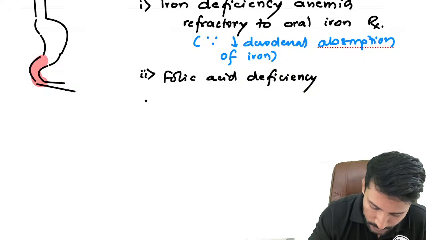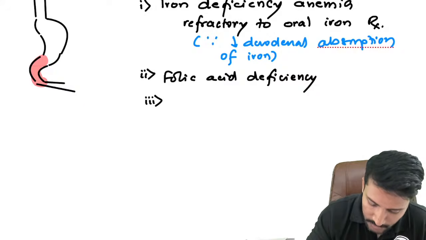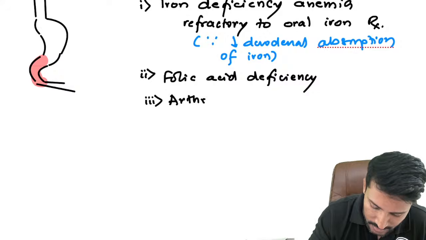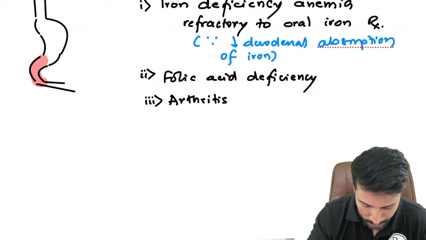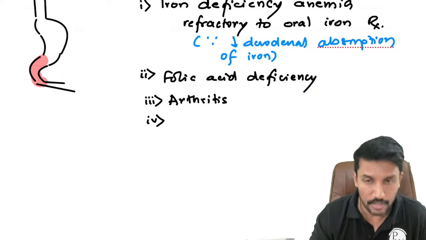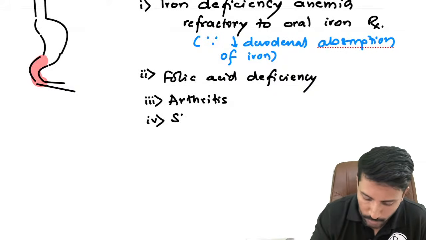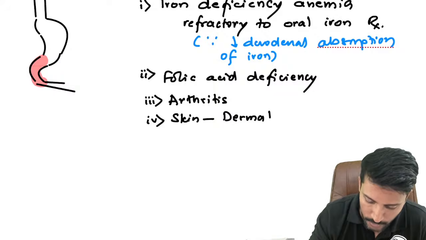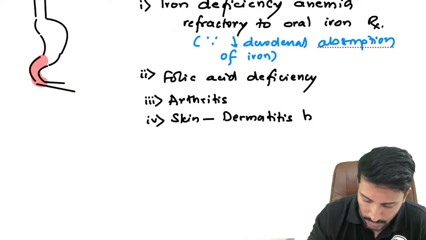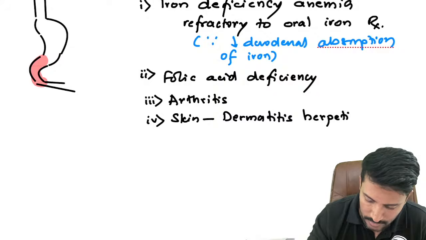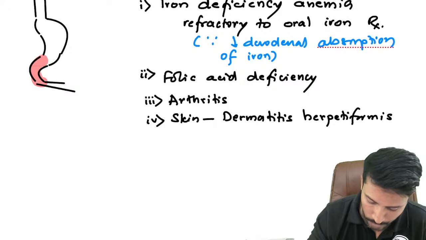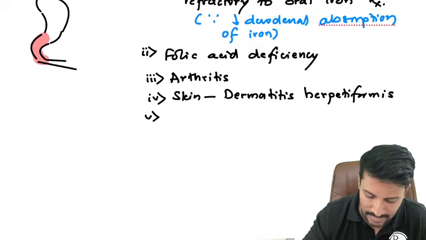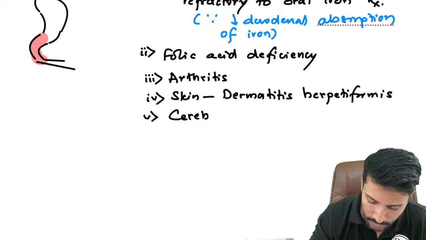Third, patients with celiac disease also develop arthritis. It is very common. Fourth, there is involvement of the skin, in the form of a vesicular rash called dermatitis herpetiformis. Then celiac disease also affects the cerebellum. It causes inflammation of the cerebellum, which we call cerebellitis.